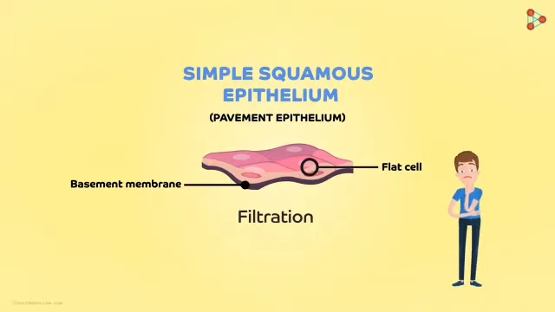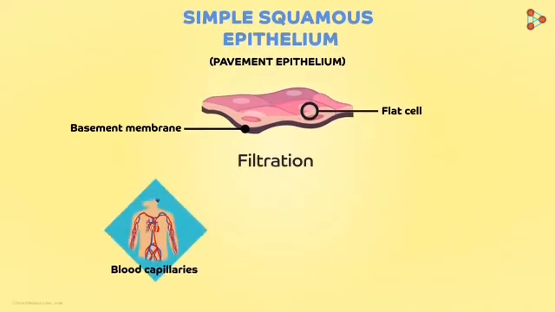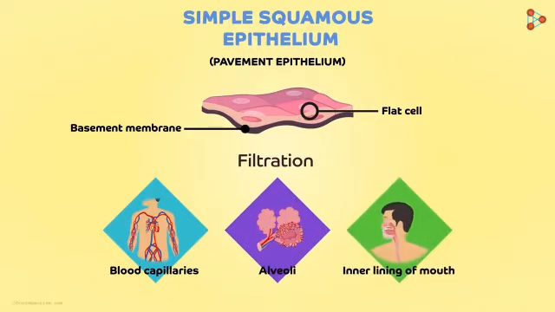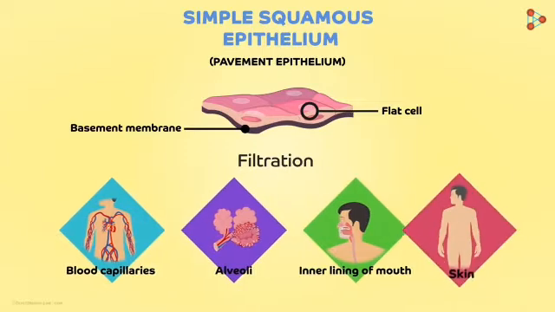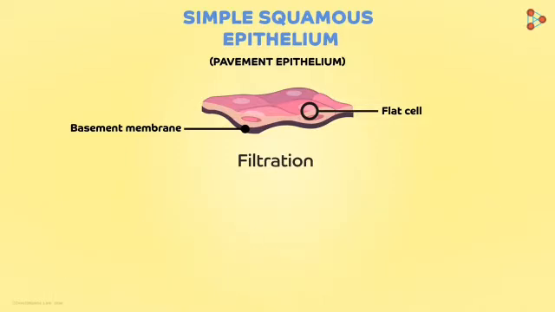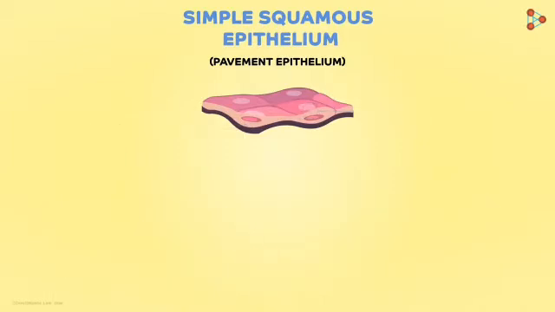Now you might be wondering as to where such structures are present. So they are basically present at the blood capillaries, the alveoli, the inner lining of the mouth. So these are the various locations, but the most important one is the skin. In the skin, it forms multiple layers and it later on forms the stratified epithelium also.